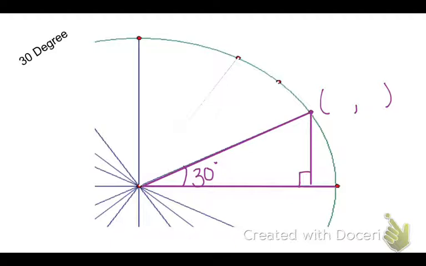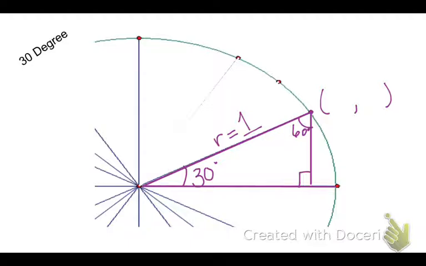Now, the angle closest to the origin is 30 degrees. My second angle that I just made is 90 degrees, which means the angle at the top closest to the coordinate is going to be a 60-degree angle. This right triangle has a short leg, a long leg, and a hypotenuse. Now, this hypotenuse is of course considered a radius and has a length of 1 unit.